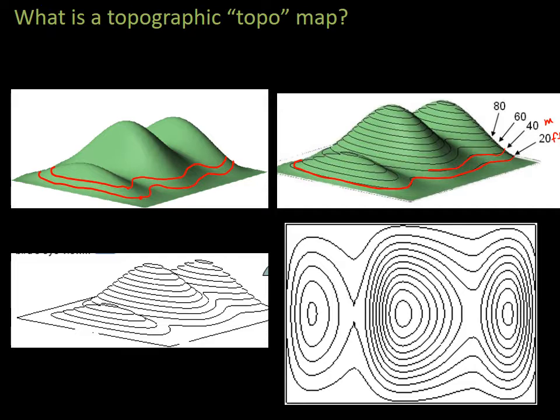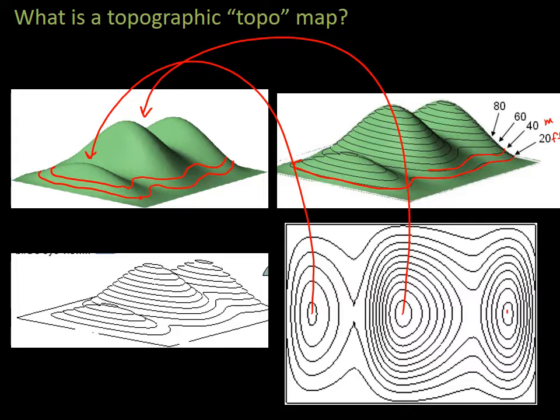So for example, this feature here corresponds to the top of this smaller mountain. This feature here corresponds to the top of that one. And this feature here corresponds to the top of that one, with the valleys here and here represented as such. So now let's take another example to look a little more closely at how a topographic map is made.